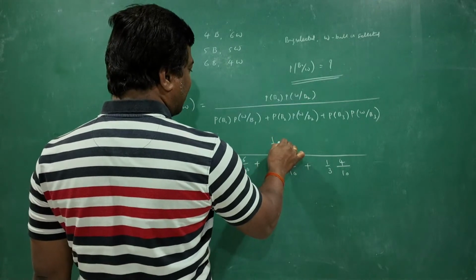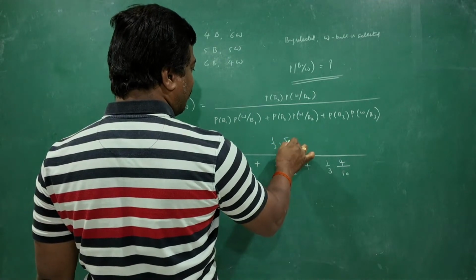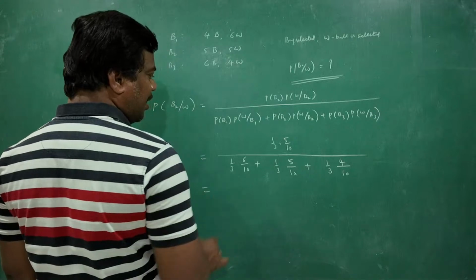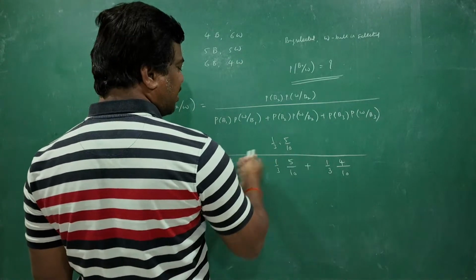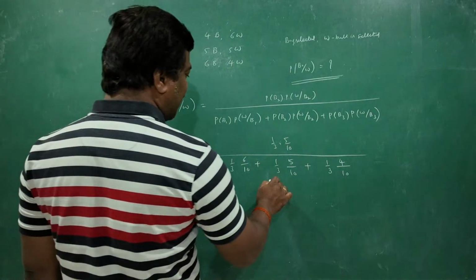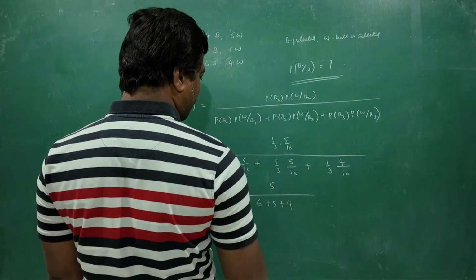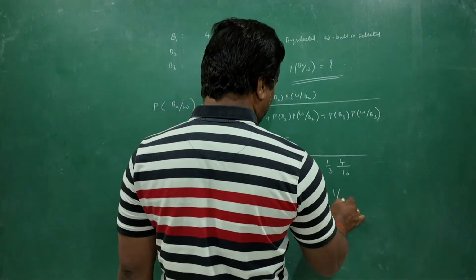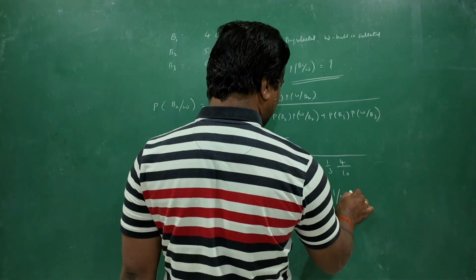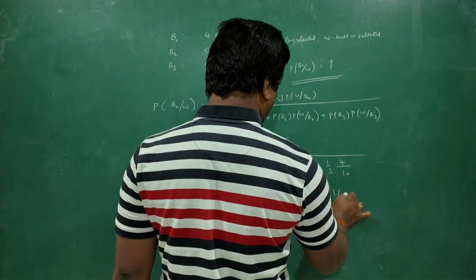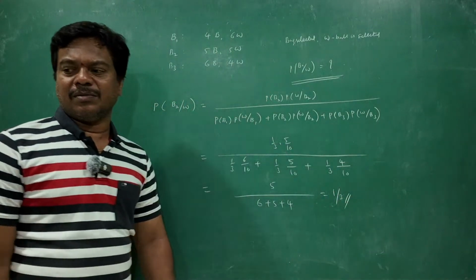And the favorable outcome here is 1 by 3 into 5 by 10. Cancel 1 by 3 and cancel 10 in the denominator part. It gives 5 divided by 6 plus 5 plus 4. That becomes 5 by 15, which gives 1 by 3 as the probability.